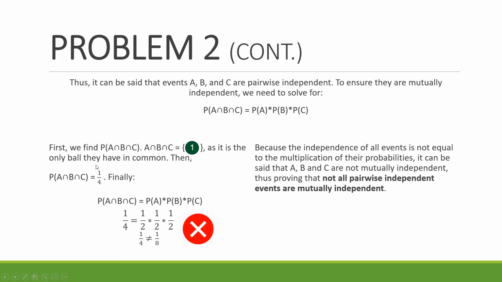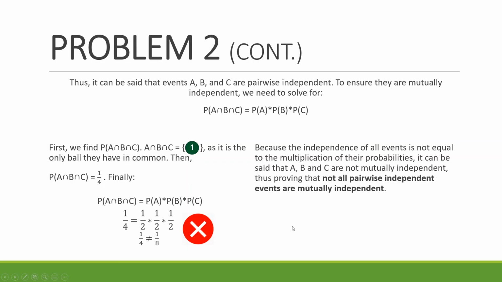And finally, we get that P of A and B and C, which should be equal to P of A times P of B times P of C, is 1 over 4 equal to 1 half times 1 half times 1 half. This would be 1 over 4 equals 1 over 8, but that's obviously not true.